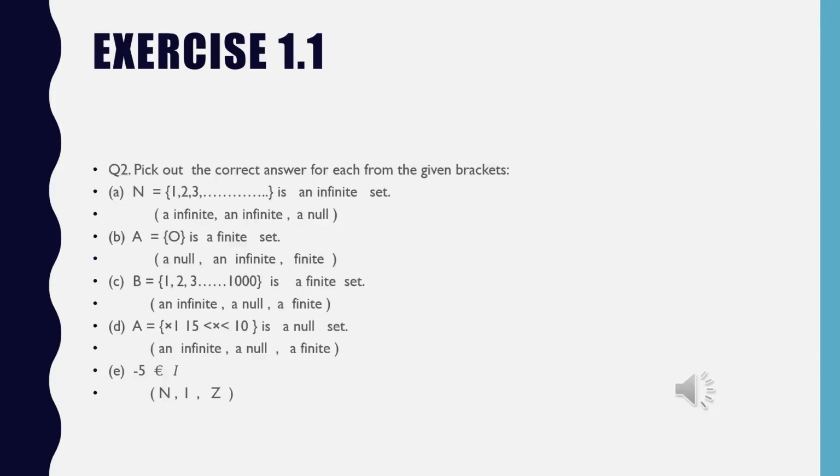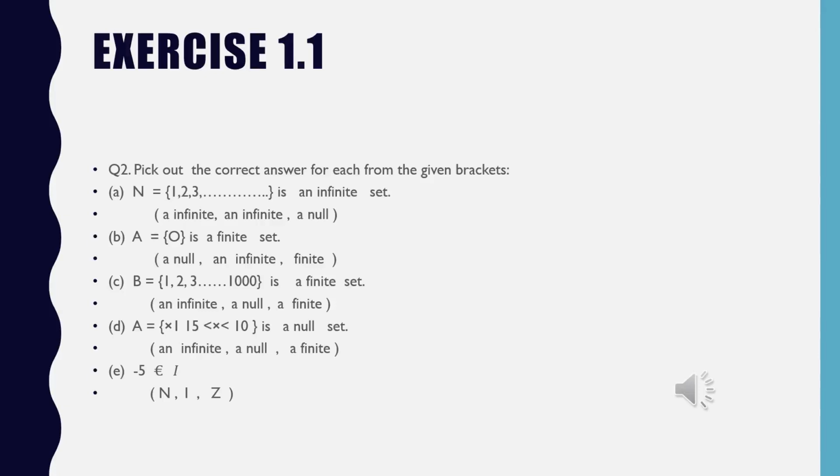Hello, Assalamu alaikum students. This is our 5th lecture regarding the chapter Sets, exercise 1.1. We are going to do question number 2 of exercise 1.1, which is: pick out the correct answers from each of the given brackets. First part of question number 2 is set N is equal to {1, 2, 3, ...}.